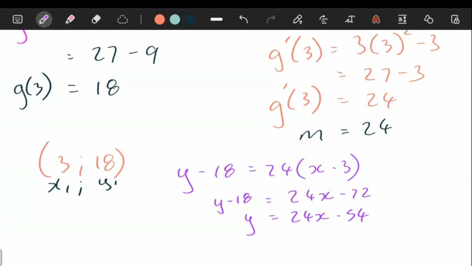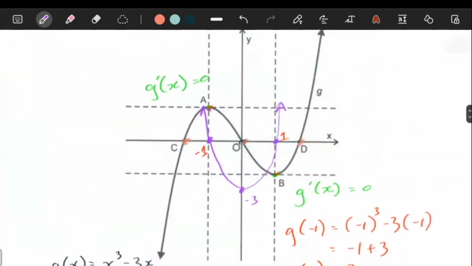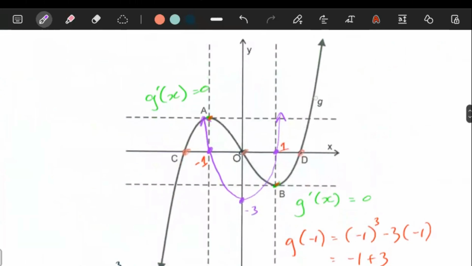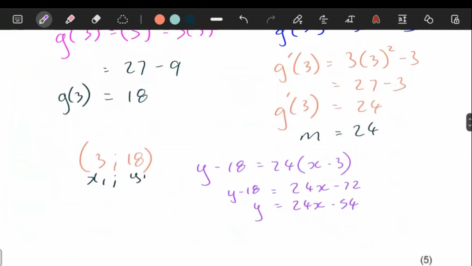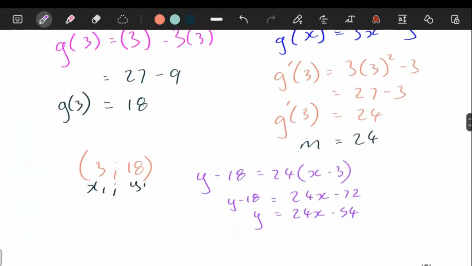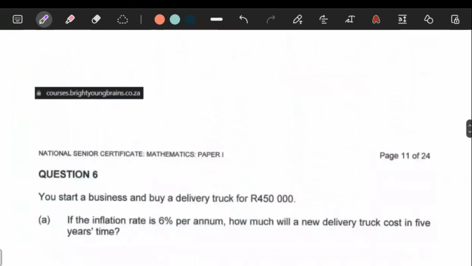There you go. Quite a strange question, but it looks like the gradient is quite steep. The line here does seem like your gradient is going to be quite steep. So this is our equation of our tangent to our curve. Everything is all good. Everything is all nice. Let's move on to question number 6.